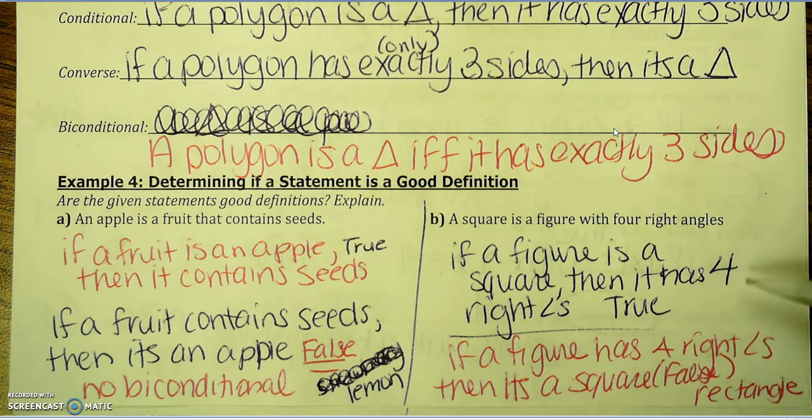You're going to see the same thing over here. A square is a figure with 4 right angles. Is this a good definition? I don't think it has enough information when you start to think through the conditional and the converse. First I wrote a conditional. If a figure is a square, then it has 4 right angles. That's true, but if I turn that around, if a figure has 4 right angles, then it's a square.